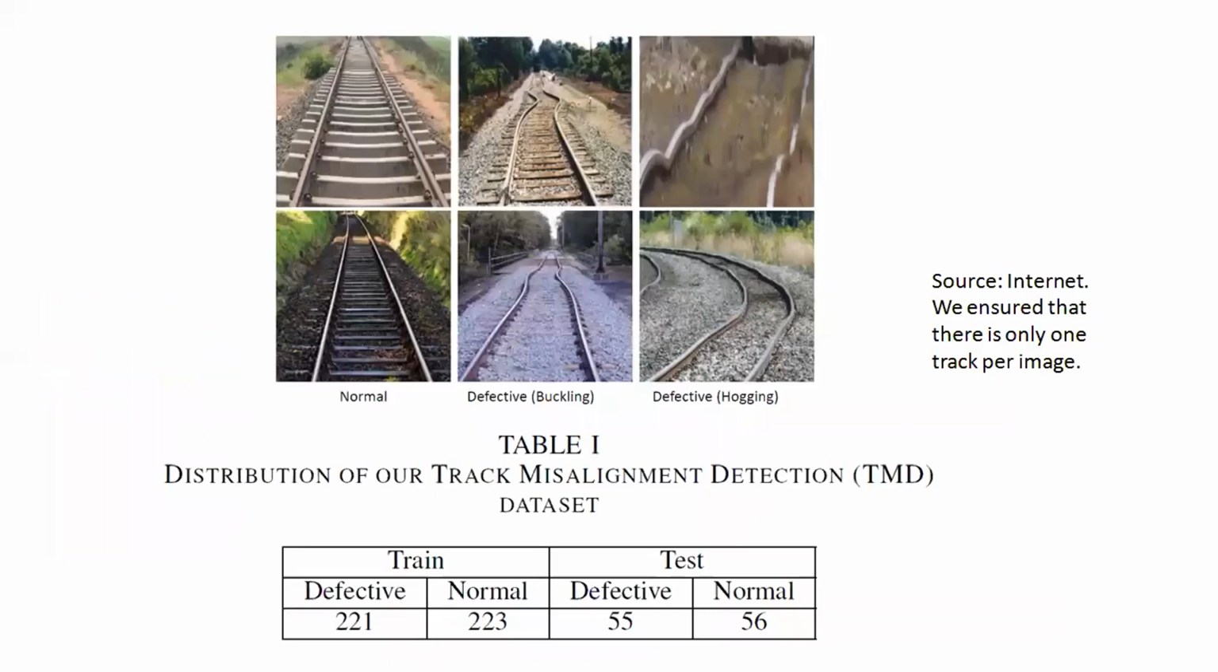So to detect these visually, we collected several images from the internet comprising these defects and also a few normal ones. And this is the data set we have. We collected about 555 images, and around 20% of the images were dedicated for testing purposes.